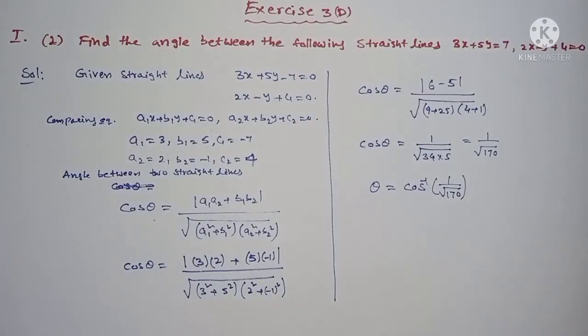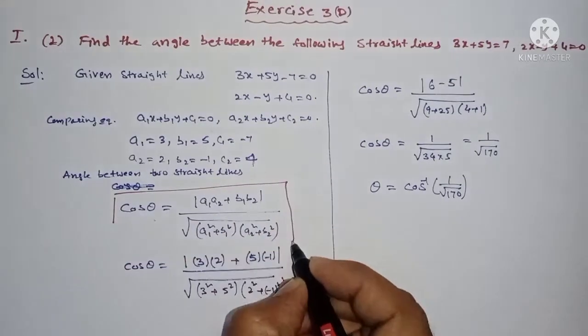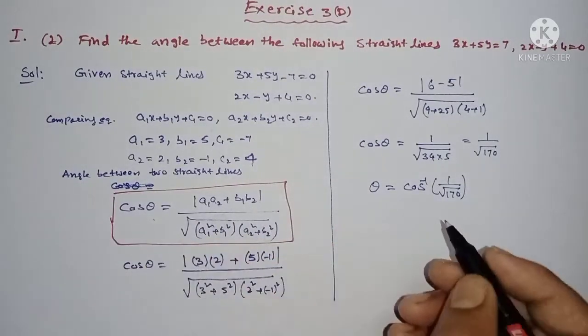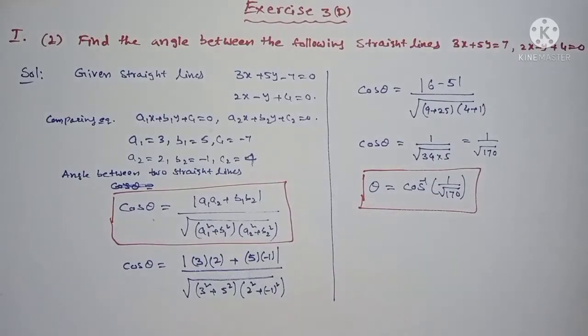This is the formula. Cos theta is equal to, and theta is the angle. You can do the remaining problems by the same method. Okay.